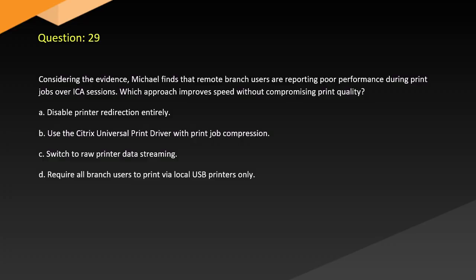Question 29. Considering the evidence, Michael finds that remote branch users are reporting poor performance during print jobs over ICA sessions. Which approach improves speed without compromising print quality? A. Disable printer redirection entirely. B. Use the Citrix Universal Print driver with print job compression. C. Switch to raw printer data streaming. D. Require all branch users to print via local USB printers only.